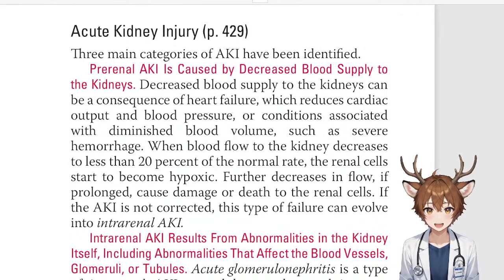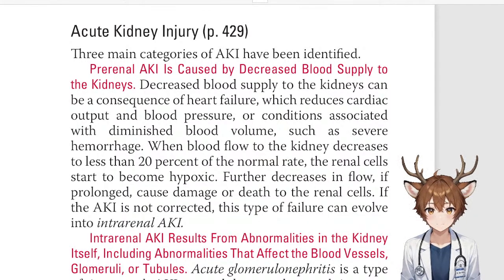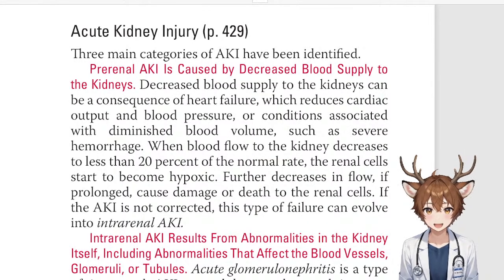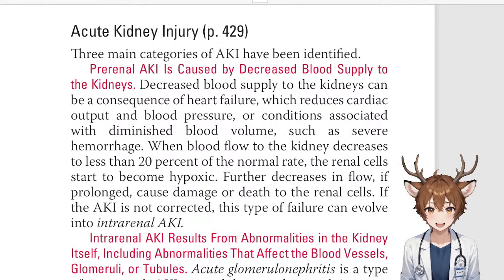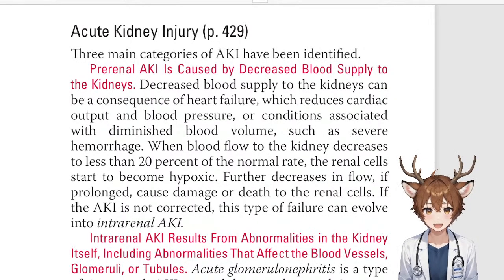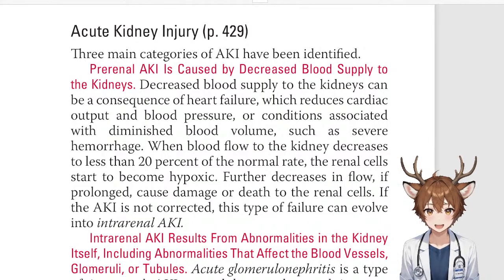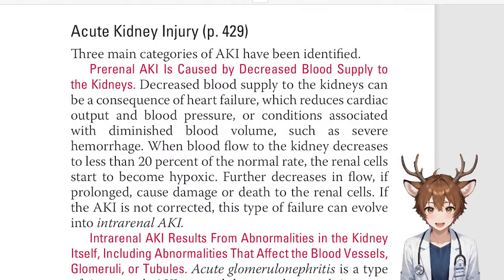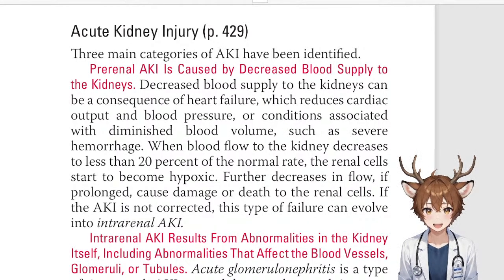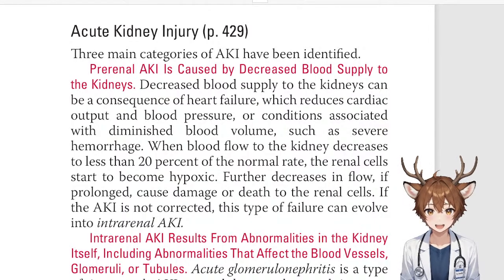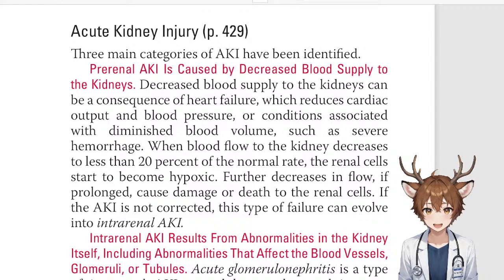Acute kidney injury. Three main categories of acute kidney injury have been identified. Pre-renal acute kidney injury is caused by a decreased blood supply to the kidneys. Decreased blood supply to the kidneys can be a consequence of heart failure, which reduces cardiac output and blood pressure, or conditions associated with diminished blood volume, such as severe hemorrhage, when blood flow to the kidney decreases to less than 20% of the normal rate.